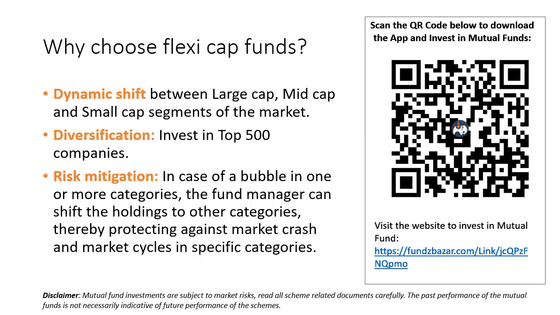There could be an overvaluation in mid cap also. There could be an overvaluation in large cap also. In that case, the fund manager can safely shift those holdings to other categories where there may not be too much of an overvaluation. So basically, these three points are interlinked, right? Because there is a dynamic shift, there is no restriction on the fund manager to invest only in a certain category of the market. There is diversification, and because there is diversification, there is risk mitigation.